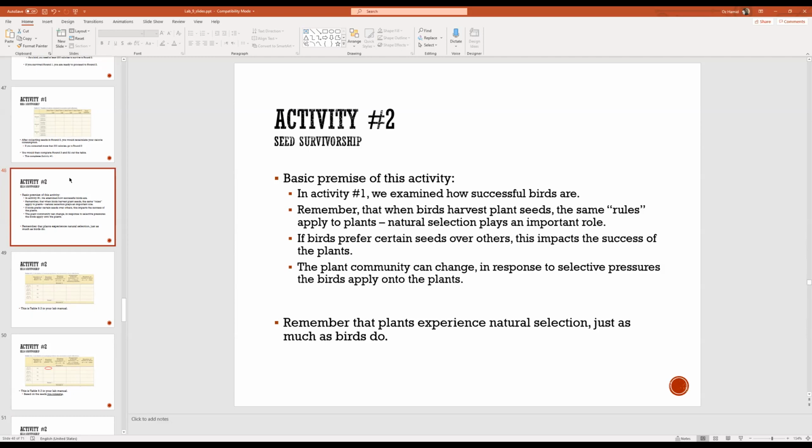How do these plants reproduce? They reproduce through their seeds. If the birds prefer one seed type over another and they consume all the seeds for that plant type, it's going to be very difficult for that plant to reproduce, since all of its seeds were consumed by the birds and weren't able to go back into the soil and produce more plants. So that's basically what it's saying. If a bird prefers certain seeds over others, this impacts the success of plants. The plant community can change in response to selective pressures that birds apply onto plants. So remember that plants experience natural selection just as much as birds do.